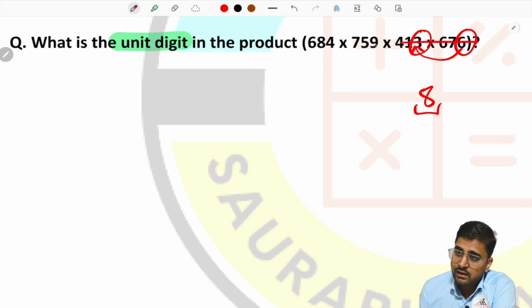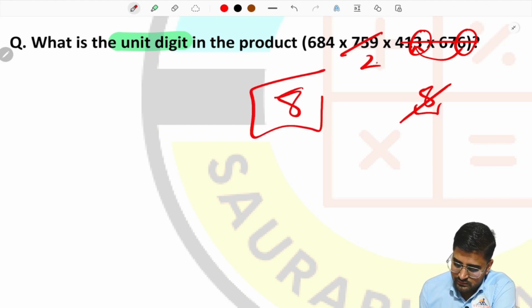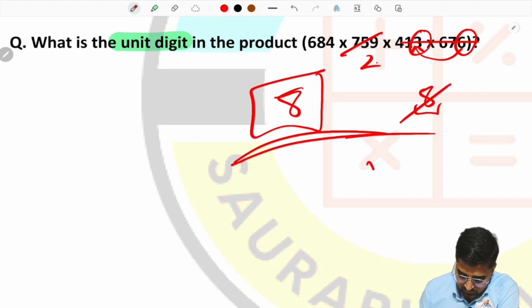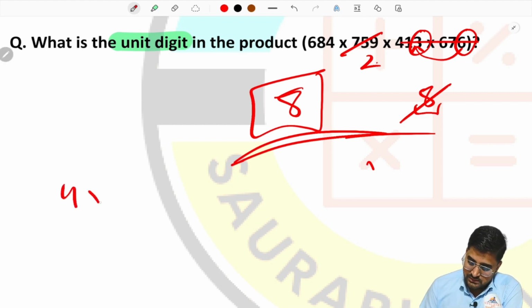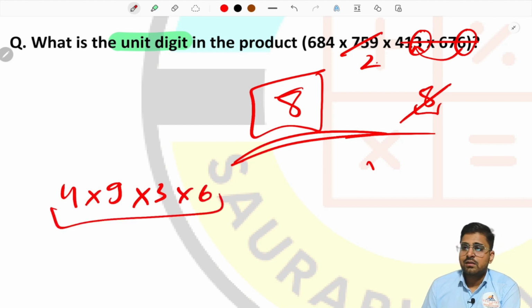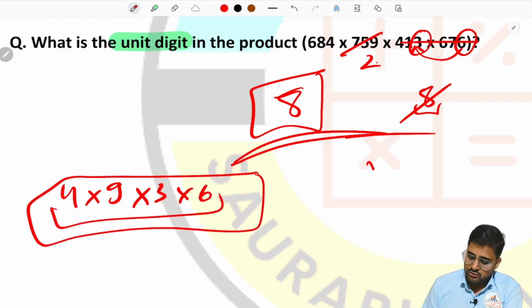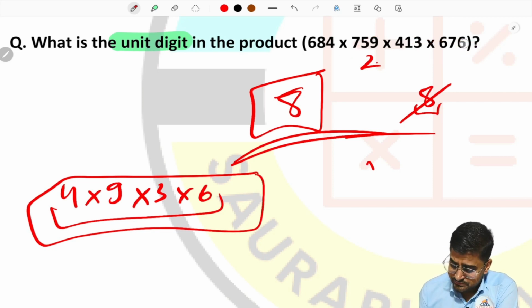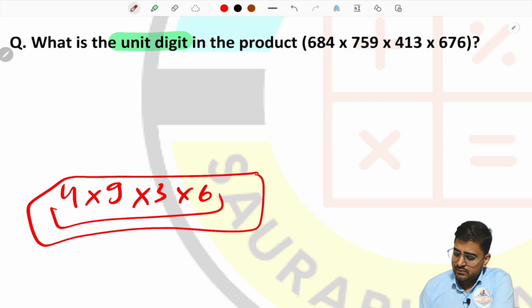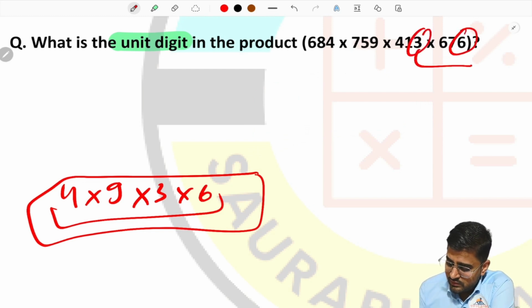8 into 9 gives you 72. 2 into 4 gives you 8. Answer is 8. Game is over. So what we basically do is we take the last digits and then multiply them. What I show you is a very short trick you can apply. Just multiply these two.